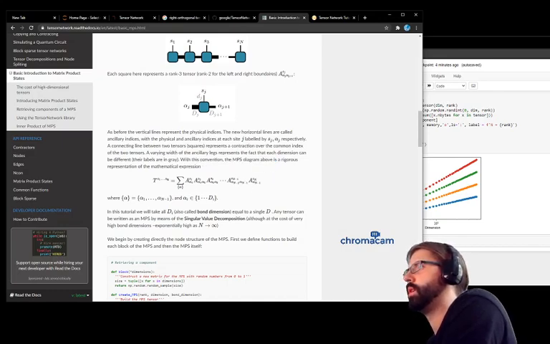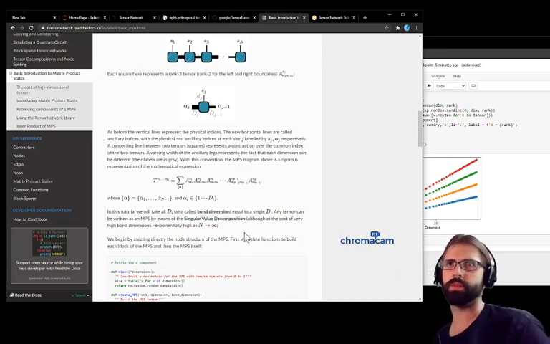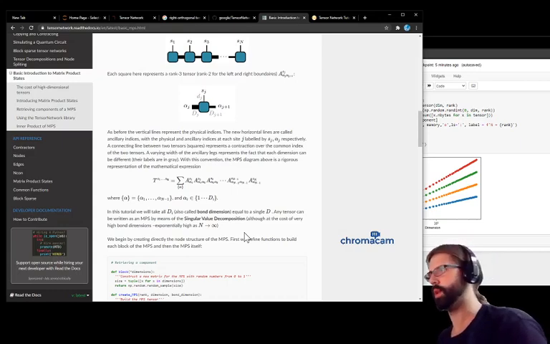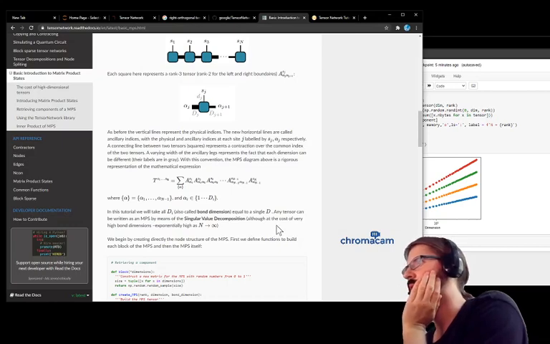Okay. And this tutorial will take all d sub i equal to a single d. Any tensor can be written as an MPS by means of the singular value decomposition. Okay, so that was what I was playing with before reading that, right? To use the SVD to split the whole thing, although at the cost of very high bond dimensions, exponentially high, as n approaches infinity.